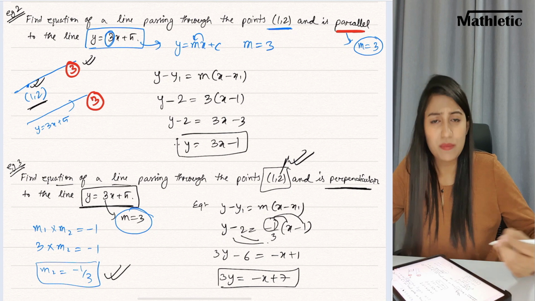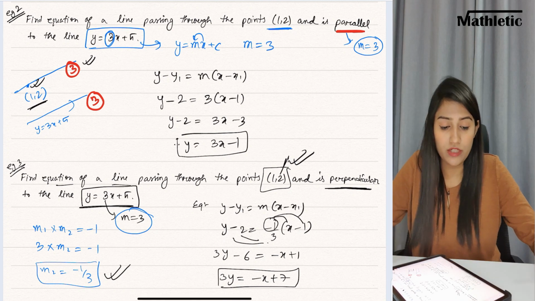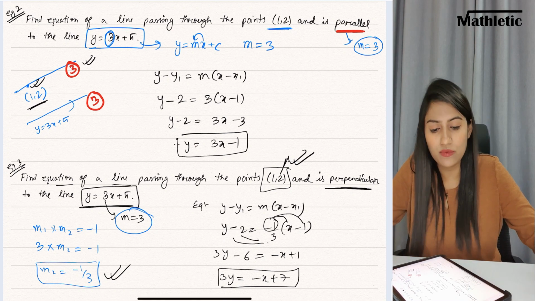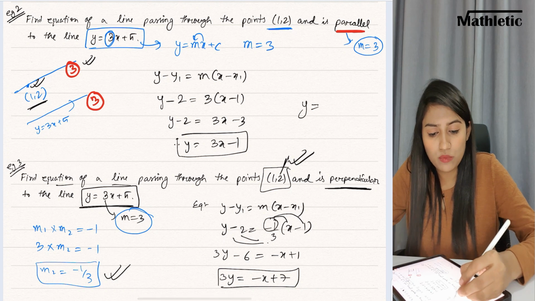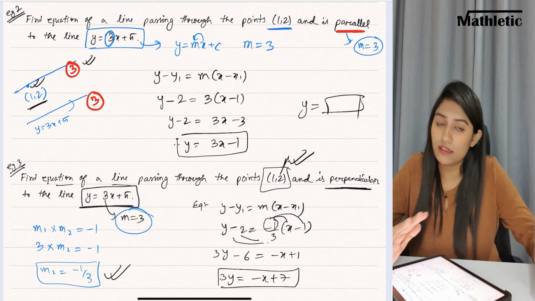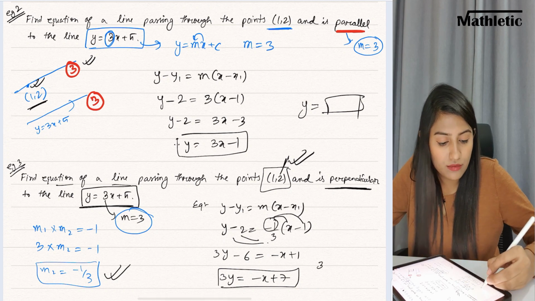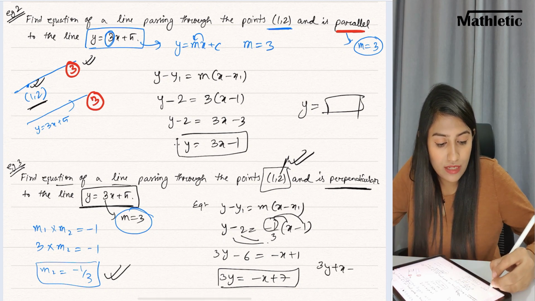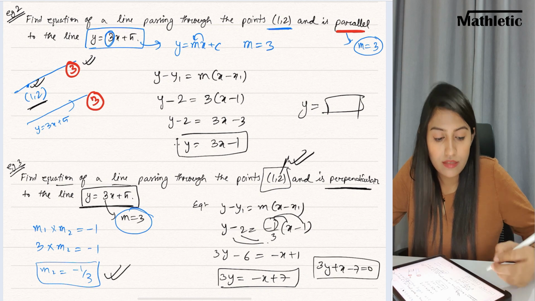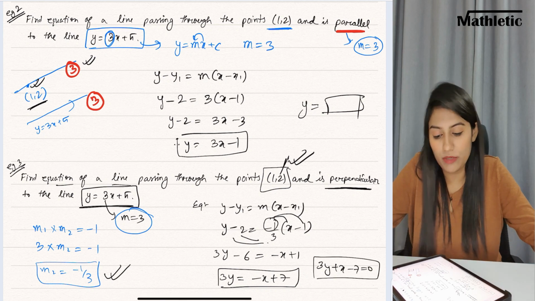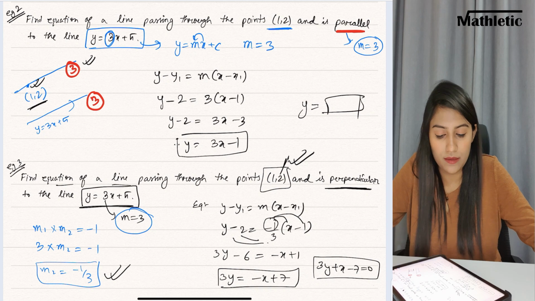If nothing is mentioned about the format in which you need to keep your answer, it's up to you. You can always make y the subject and shift everything to the right side. This is one of the formats. Or there is another format, where you shift everything to the left side and have 0 at the right side. So it's up to you which format you want to keep if the question doesn't mention anything.